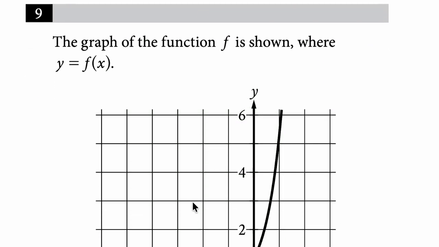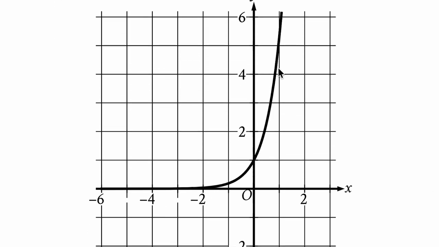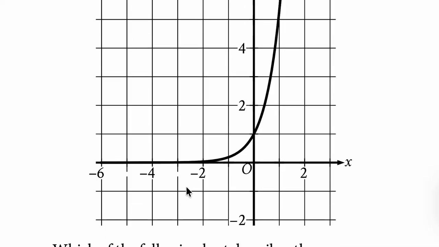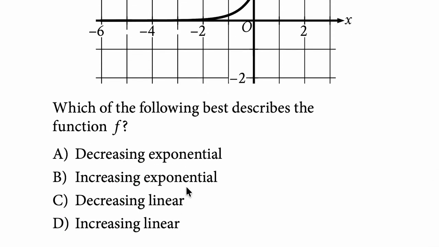Now let's move to question number 9. The graph of the function f is shown, where y is equal to x. Okay. So this is the graph of an exponential function. Now let's see what the options are. Which of the following best describes the function? Now here we have two concepts. One is decreasing or increasing and another one is exponential or linear.